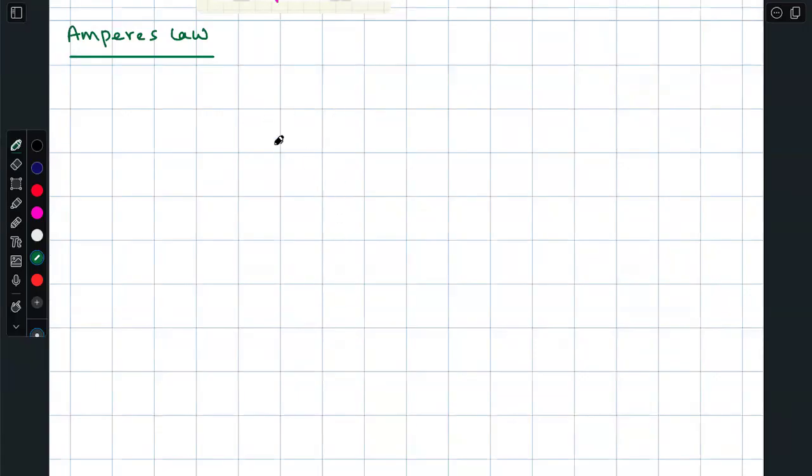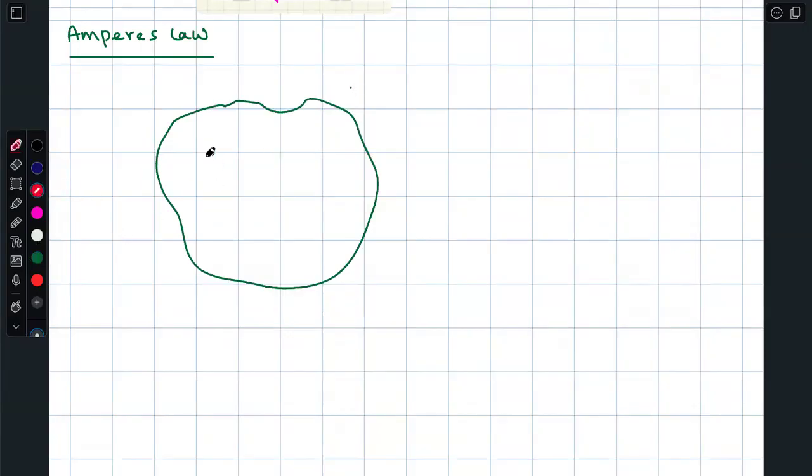Now imagine that you have an arbitrary path like this. In this arbitrary path, you have some outward current carrying conductors and some inward current carrying conductors. This is I2, this is I1, this is I3, this is I4, and this is I5. I am assuming some currents outside also. This is I6 and this is I7.